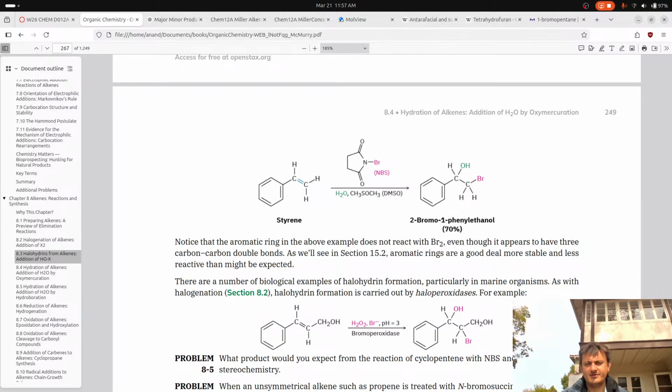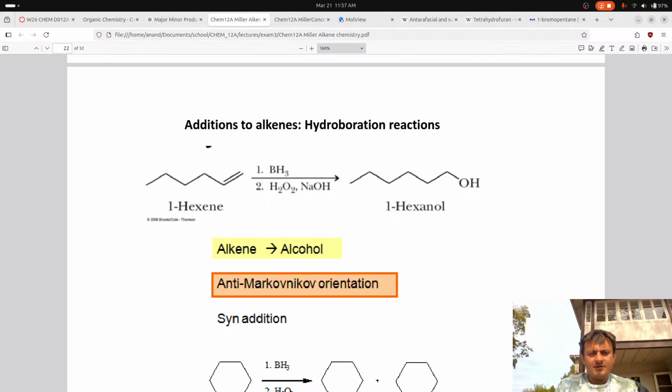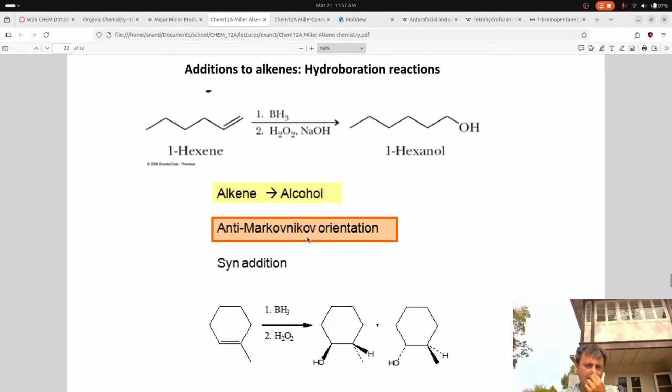Okay, that's good enough for me. Okay, hydroboration. Hydroboration is also adding OH, but it's syn and anti-Markovnikov. So that's pretty cool.